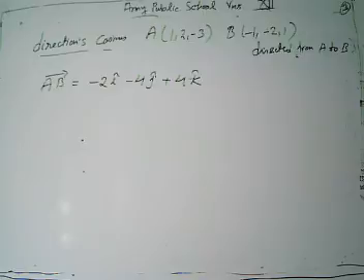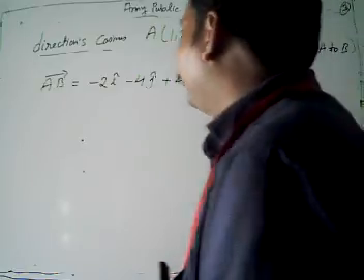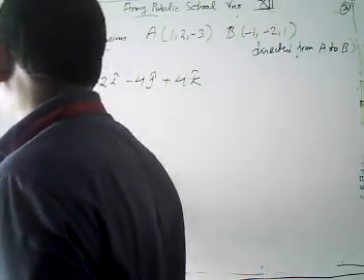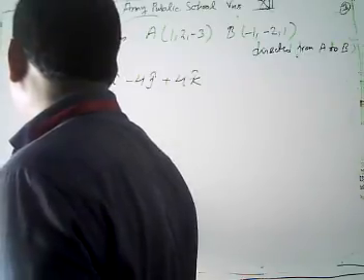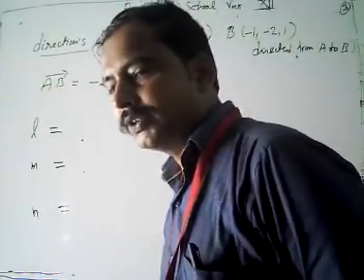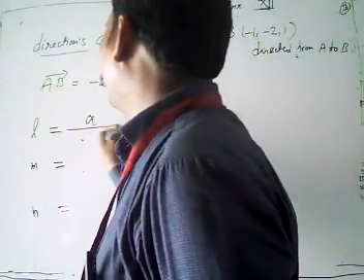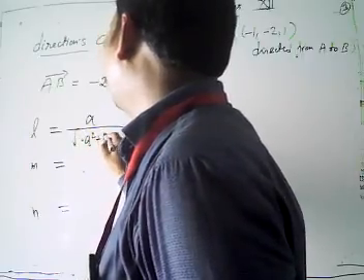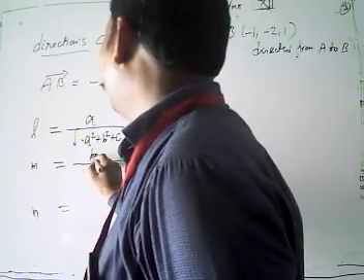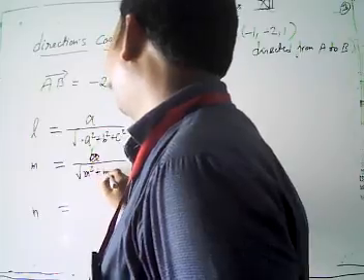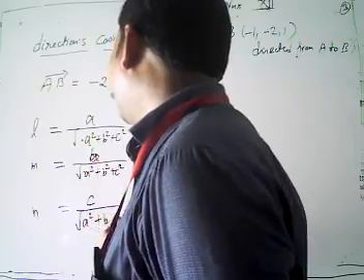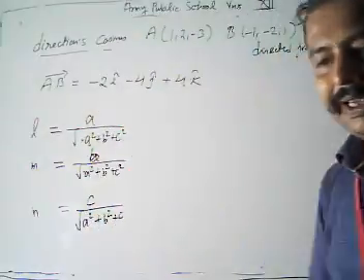Now look, we have to find its direction cosines, l, m and n. Remember that. How can we calculate l, m, n? If we have direction ratios a, b, c, then the direction cosines are given by l equals a upon square root of a square plus b square plus c square, m equals b upon square root of a square plus b square plus c square, and n equals c upon square root of a square plus b square plus c square. We get our direction cosines by this.